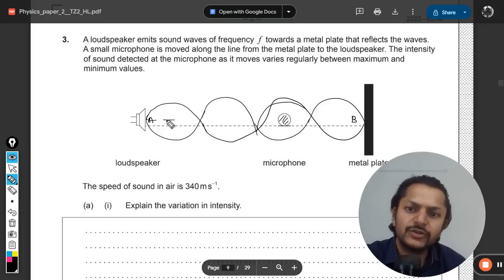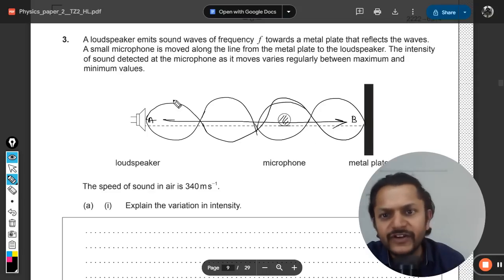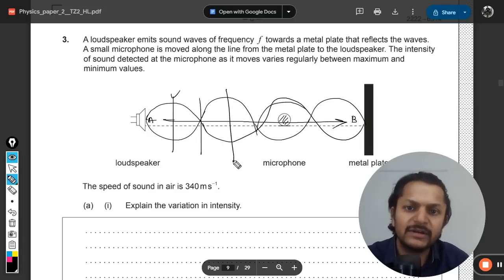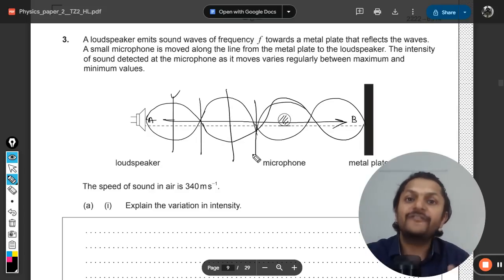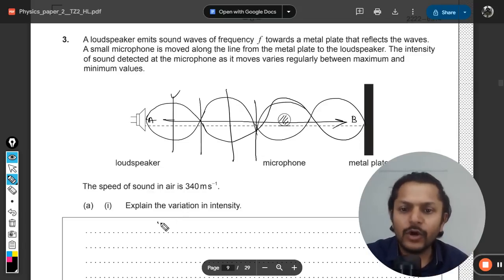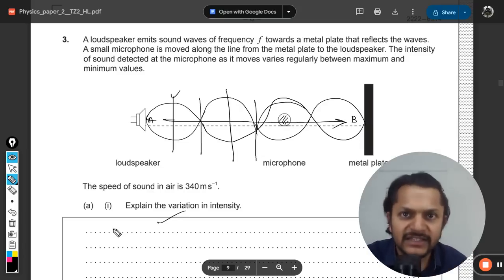So when this is the detector, it is moving from the point A to B all across this distance. So first it says that yes, the amplitude is very high, then it becomes zero, then it becomes maximum, then it becomes zero after the same intervals. And now the question is, explain the variation in the intensity.